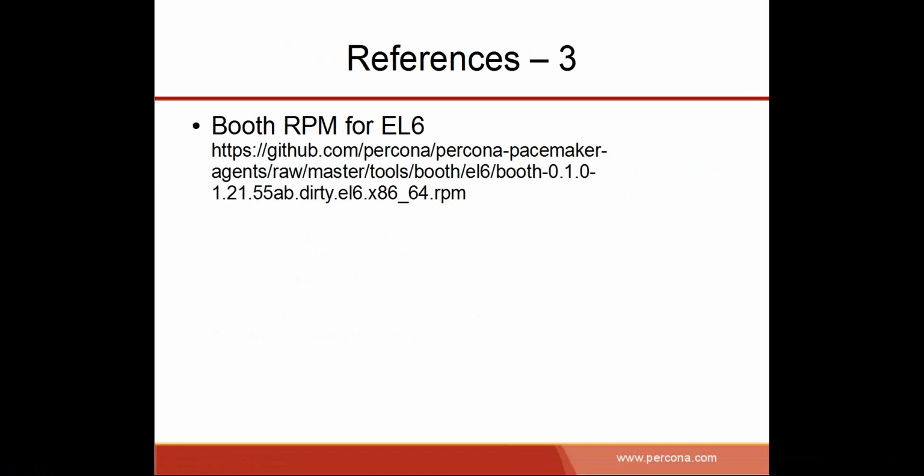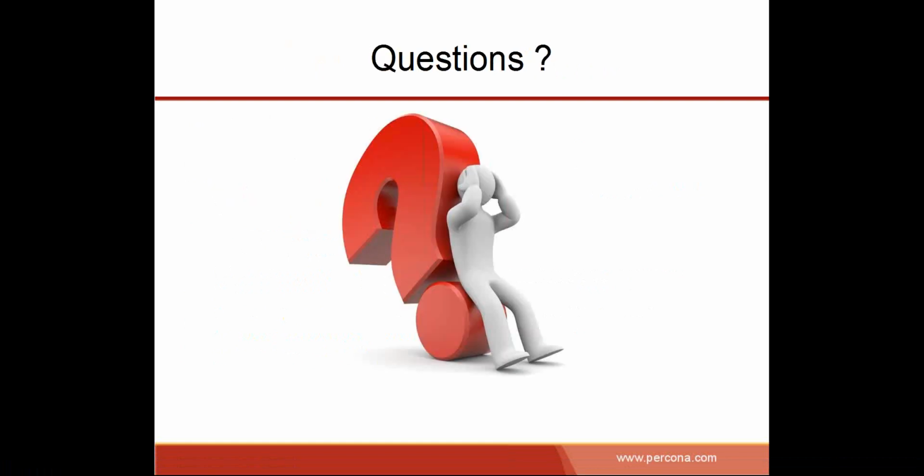And of course, if you need to run PRM on EL6 and want to download it, the download link is here. There's a 32-bit version if you need to run it on a 32-bit host, like, let's say, a low-power cloud instance. That's it. So if you have any questions, feel free to ask.